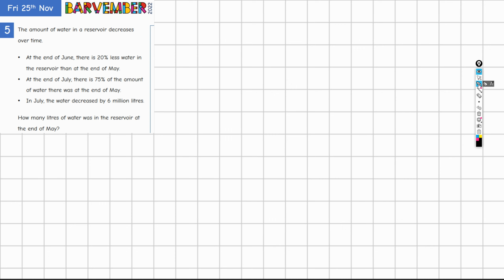Okay, here's quite a simple little puzzle. The amount of water in a reservoir decreases over time. At the end of June, there is 20% less water in the reservoir than at the end of May. At the end of July, there is 75% of the amount of water that there was at the end of May. In July, the water decreased by 6 million litres, and we're asked how many litres of water was in the reservoir at the end of May.